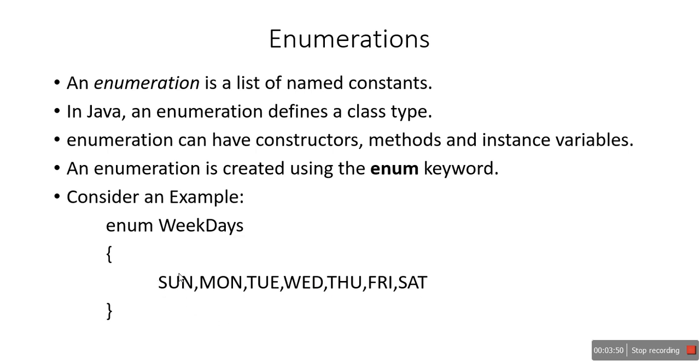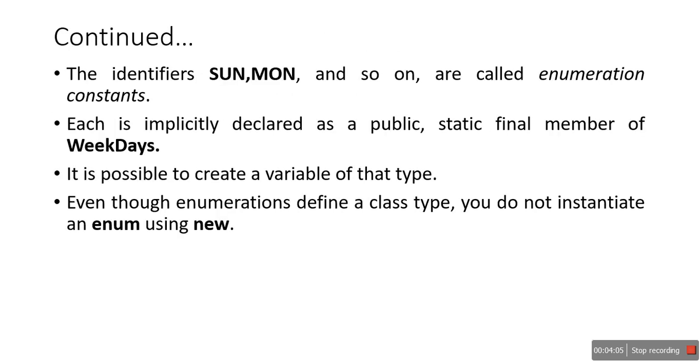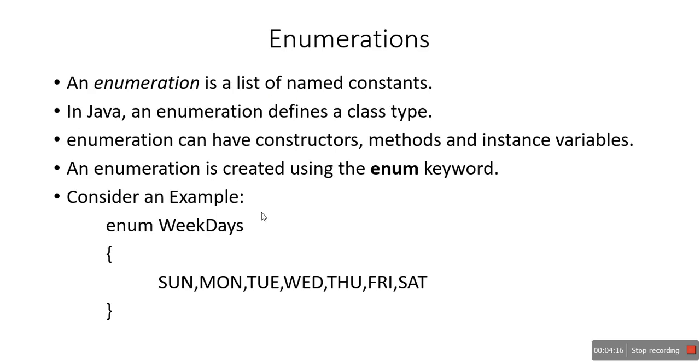So this consists of 0, 1. Sunday was assigned as 0, 1, next is 2, 3, 4, 5, 6. Okay, 0 to 6. So that is how we create enum constants. Now these identifiers Sunday, Monday, and so on are called enumeration constants. Sunday, Monday, Tuesday, Wednesday, Thursday, these are called the enumeration constants.